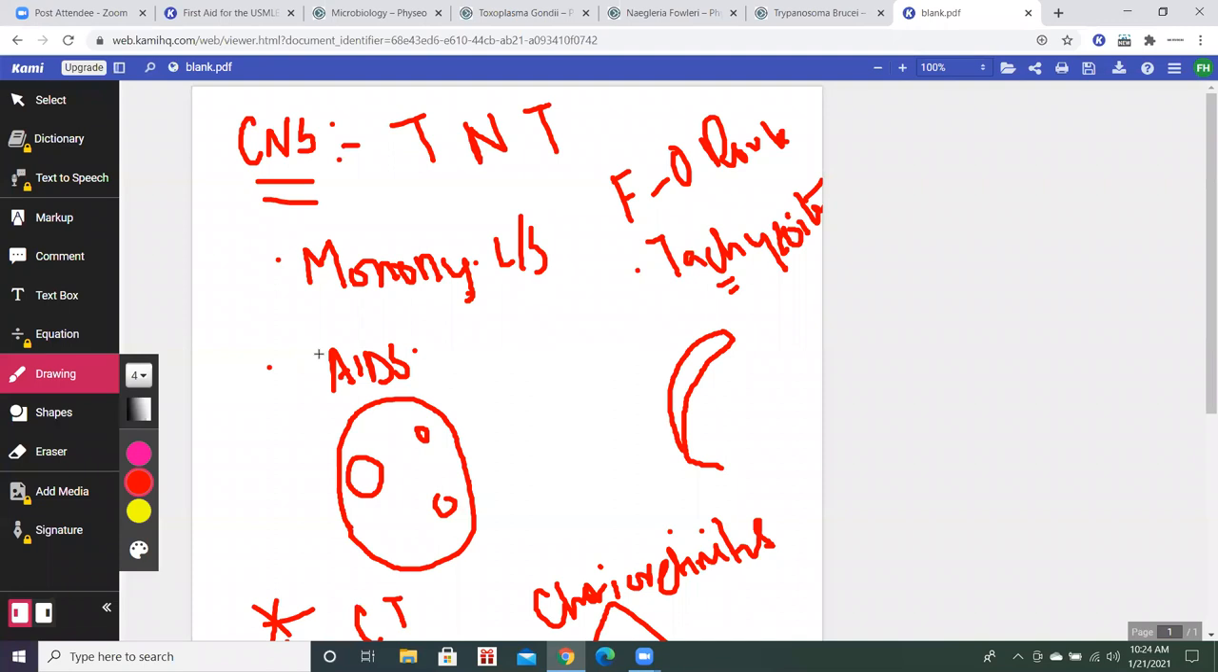There is another high yield virus that causes fever and lymphadenopathy, and that virus is Epstein-Barr virus. Epstein-Barr virus is responsible for causing infectious mononucleosis. But when you do a heterophilic antibody test for Epstein-Barr virus, it's positive. But if it's negative, then you can assume that you are dealing with Toxoplasma.